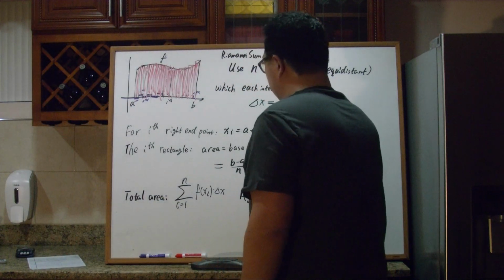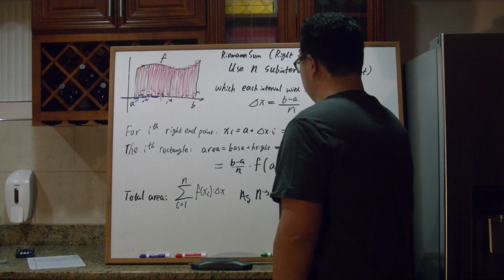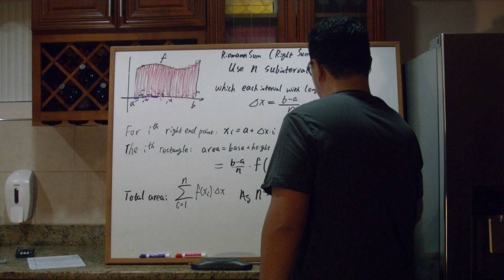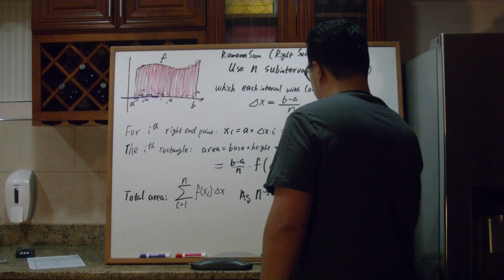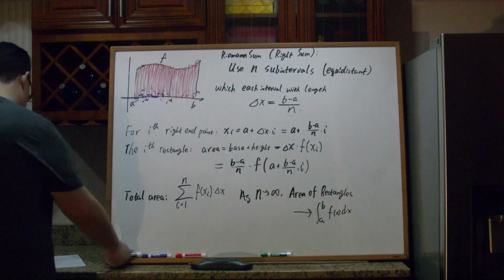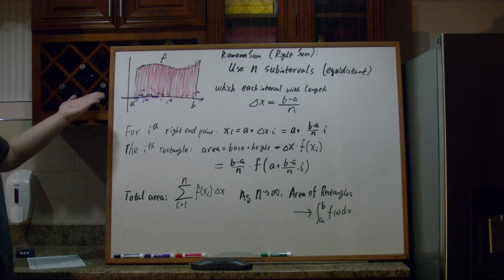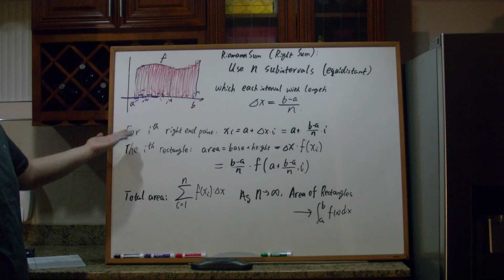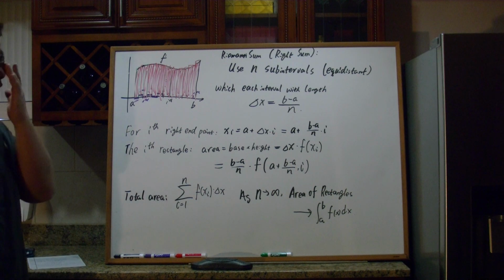So as n goes to infinity, this summation of rectangles will yield the actual integral. Right? That is what we're doing for the Riemann sum. So that is one way to use the Riemann sum to find the area under the curve, or in other words, use the Riemann sum to approach our definite integral.